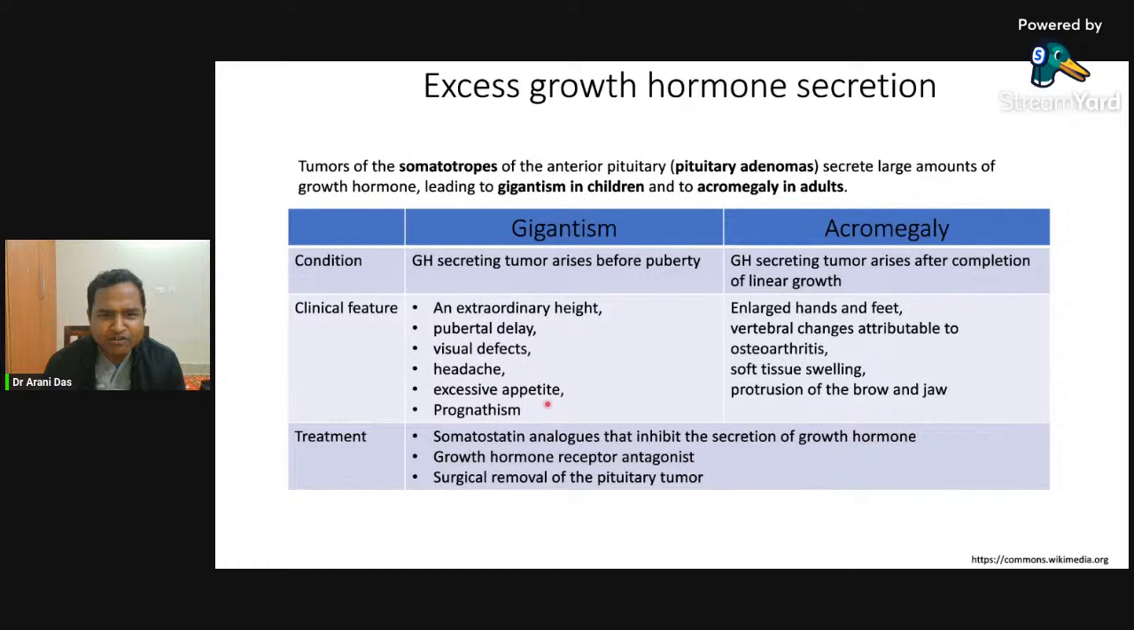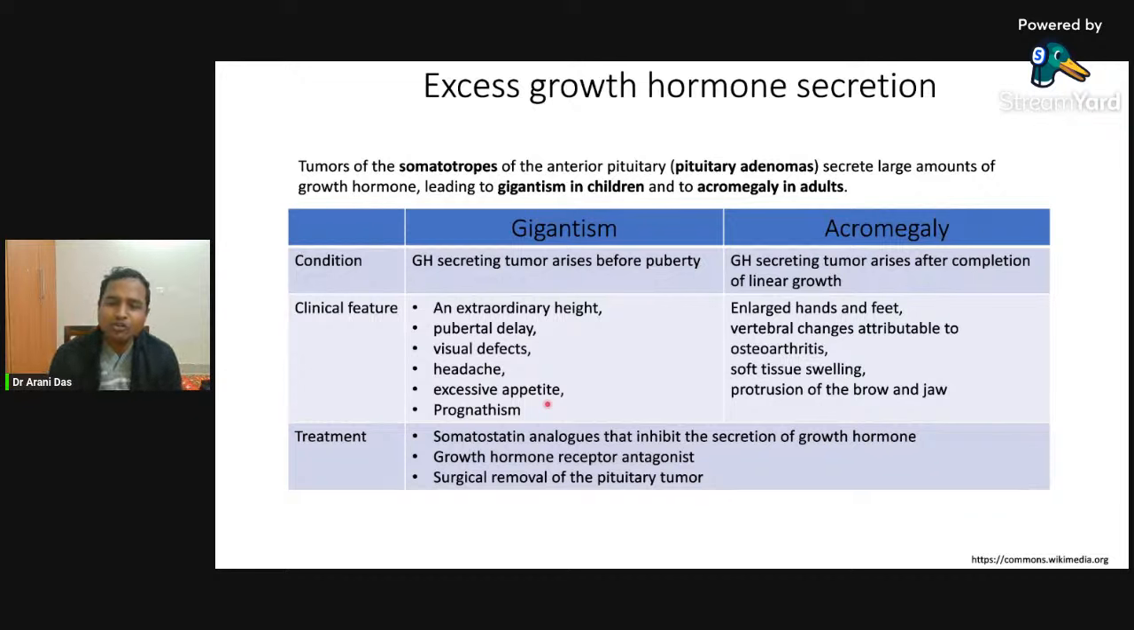So if a tumor of the anterior pituitary, a pituitary somatotroph tumor, develops before puberty or during the growth spurt, growth hormone will produce excessive linear growth, which produces an extraordinary height along with other difficulties. This height is not so beneficial, and it looks like a giant, but the giant is not so healthy. So it produces weak giant symptoms.